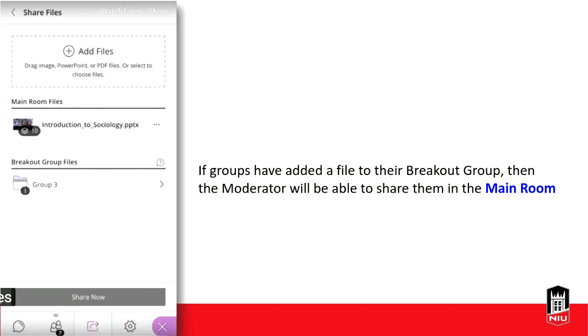I just want you also to know that if groups have added any file to the breakout group, then you, the moderator, will be able to share that in the main room. You would do that by going into share files, add files, and you'd have the list of all the stuff you have up here. But you'd also have this at the very bottom of this section: breakout group files. In this screen capture, I had group 3 post something. So if I click on that, it would open up and I'd see whatever they had, and I'd be able to share that particular file.